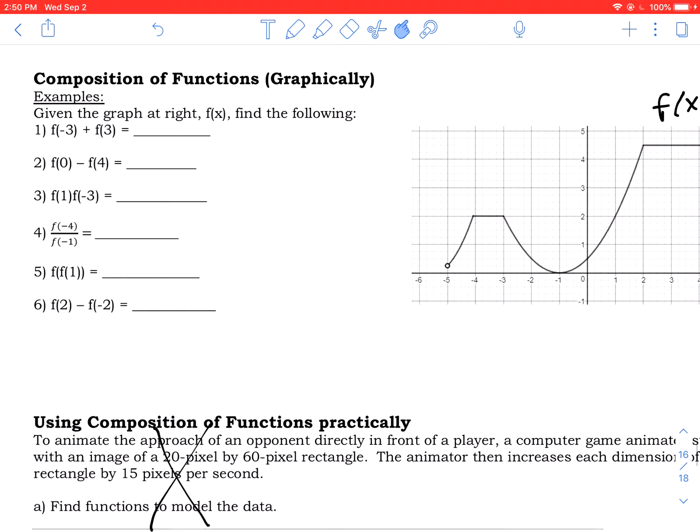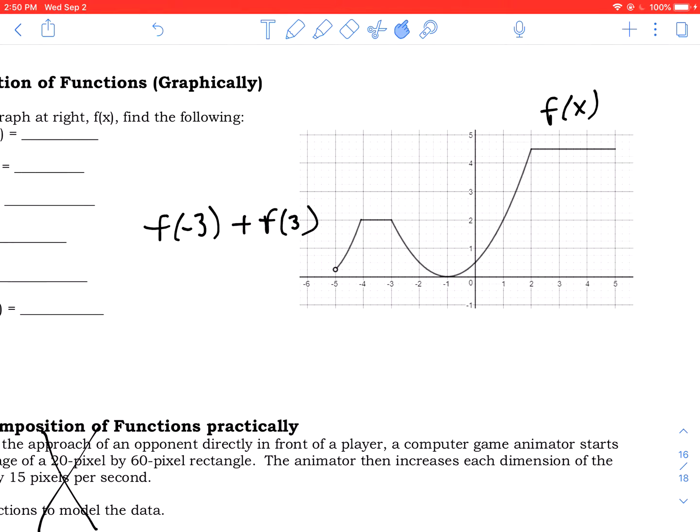Okay. In example 1 here, they want us to find f of negative 3 plus f of 3. So let's remember how we find these values. If you want to find f of negative 3, this is saying when x is negative 3, y is what? So let's look. When x is negative 3, the y value at that point is way up there at a height of 2. Right? Do you see that? That's at a height of 2. So f of negative 3 is 2.